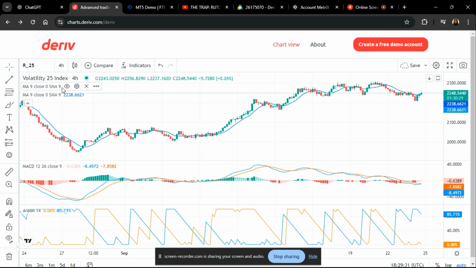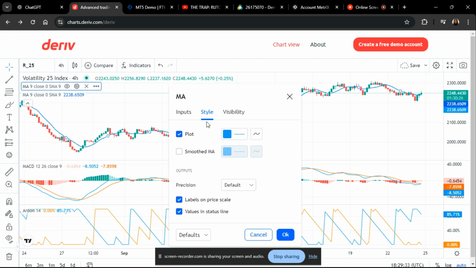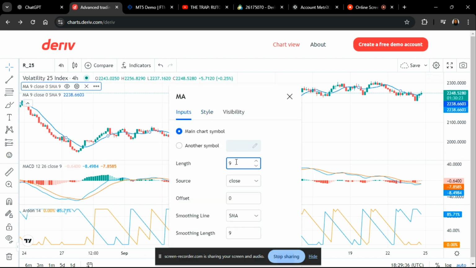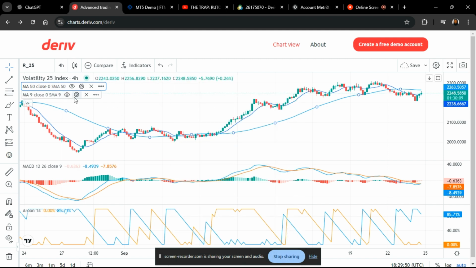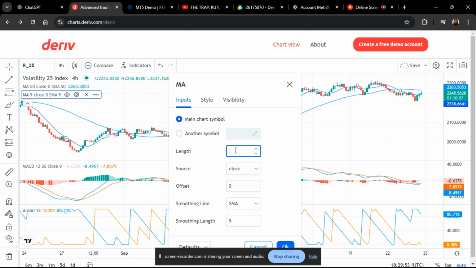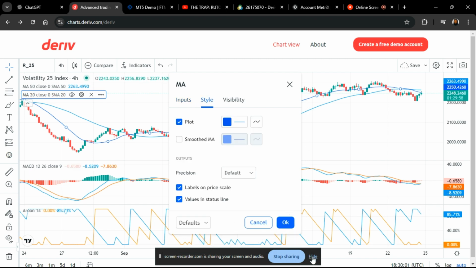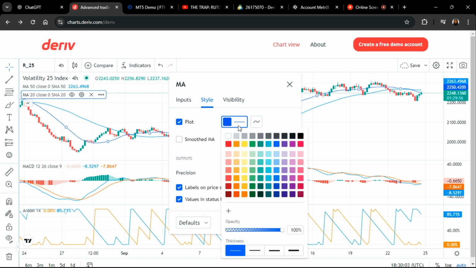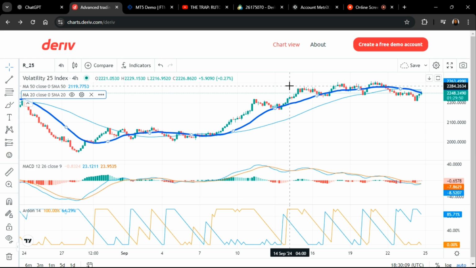For moving average, I need to adjust the length. So for length we use 50. For the other one, we change to 20. Something else, we change the style. You need to change something very visible. So that's the way to go.